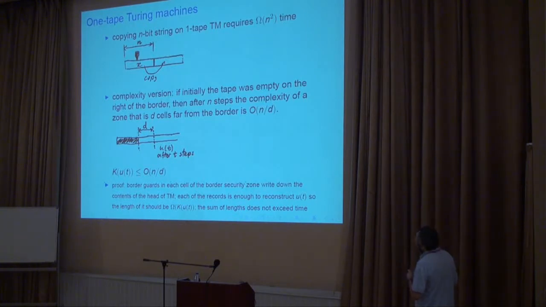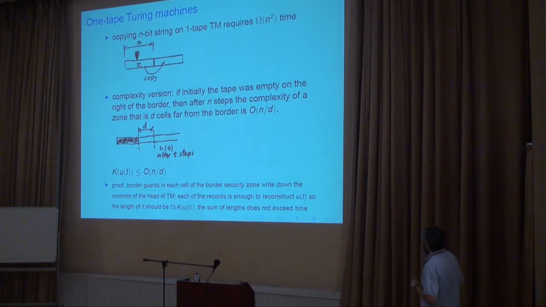So we have a record for any position. We have a record of what the contents of the machine were when it went to this zone. And if we know this information, we can reconstruct the behavior of the machine on the right. So actually, independently of the place where we place the border guard, the record is enough to reconstruct all things on the right, inside this zone.